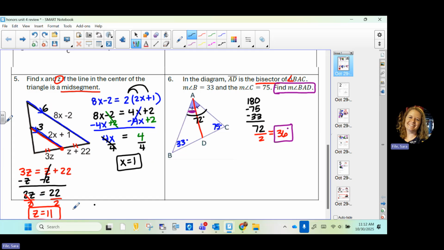Now, if we wanted to check z, if I plugged in z as 11, I would get 33 for this side, and 33 for this side. They're supposed to be equal, so that checks out. If you have the time to check your answers, it can never hurt. It can only help you to check those answers and see if it checks out.